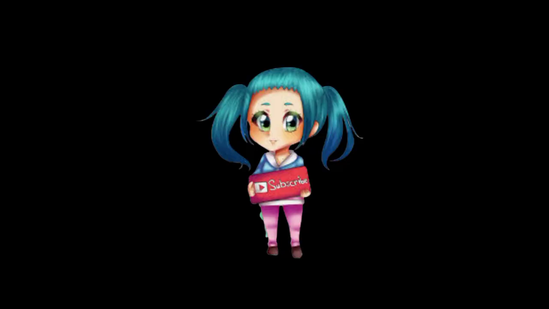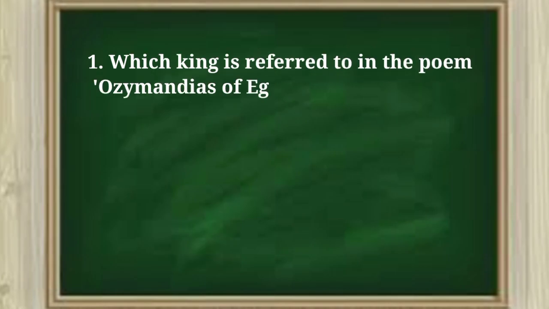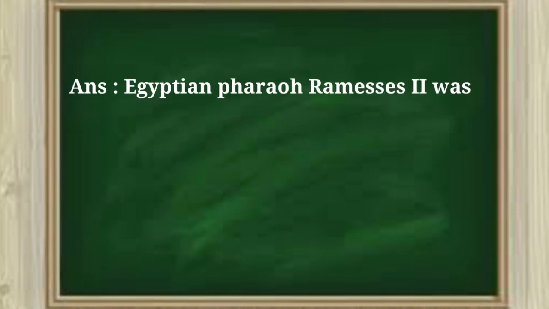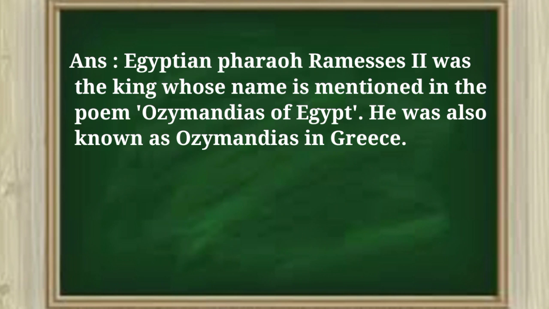In this video, I am going to present to you the comprehension questions and answers of the poem named Ozymandias of Egypt by P.B. Shelley. Number 1. Which king is referred to in the poem Ozymandias of Egypt? Answer. Egyptian Pharaoh Ramesses II was the king whose name is mentioned in the poem. He was also known as Ozymandias in Greece.